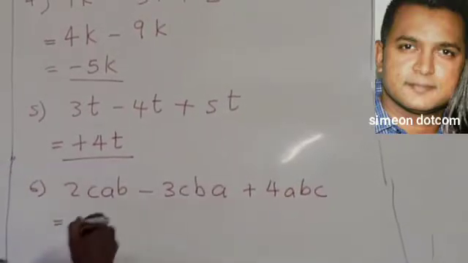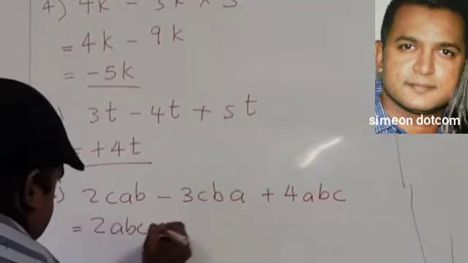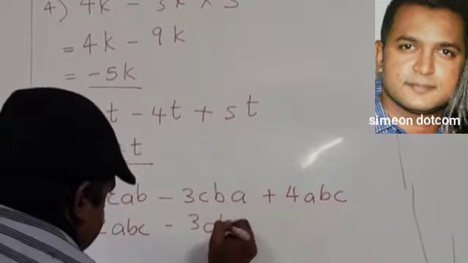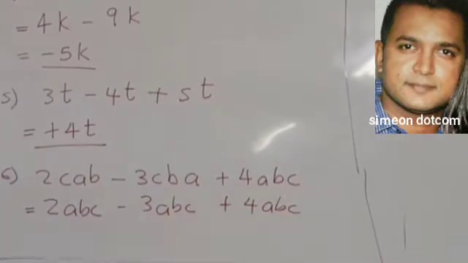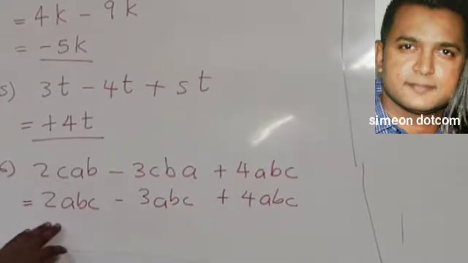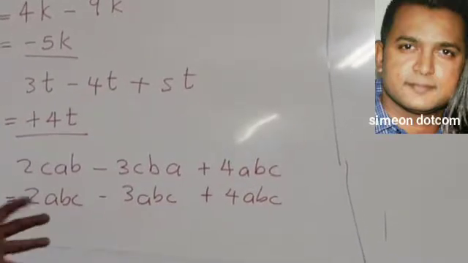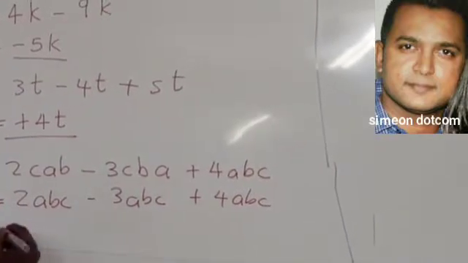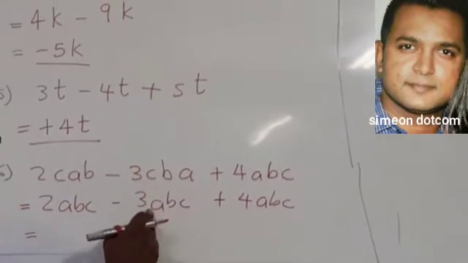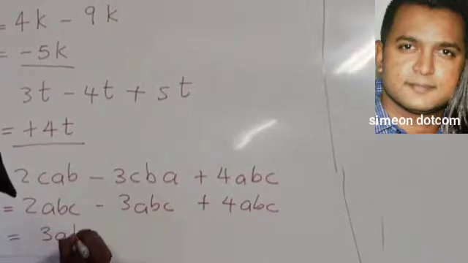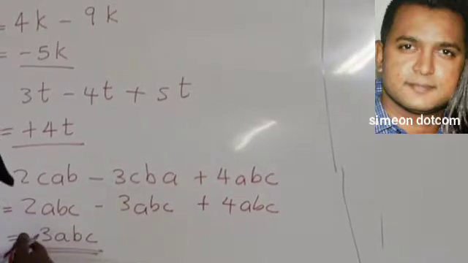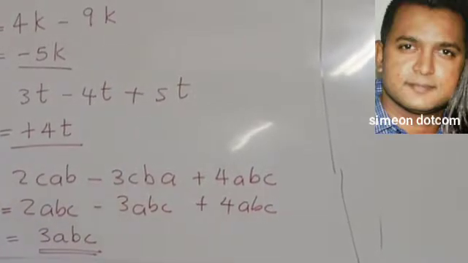So we've got 2ABC minus 3ABC plus 4ABC. Now, right in front of us, we have what is known as like terms. So all we do is bring them together. My answer will be 2 minus 3 is minus 1, plus 4 is plus 3. I don't have to write the plus down. Take it for granted that there's a plus there, and that's my answer, 3ABC.